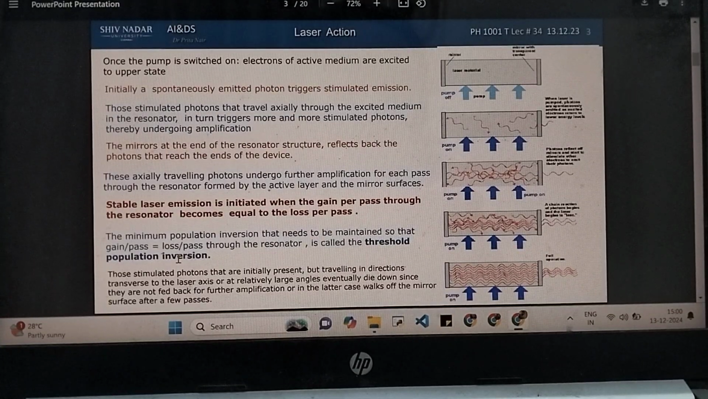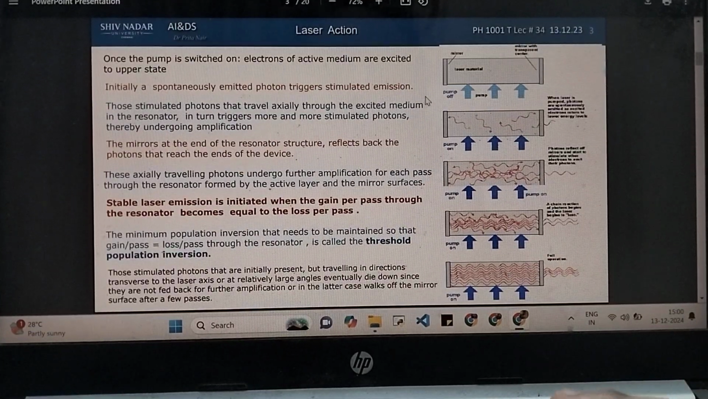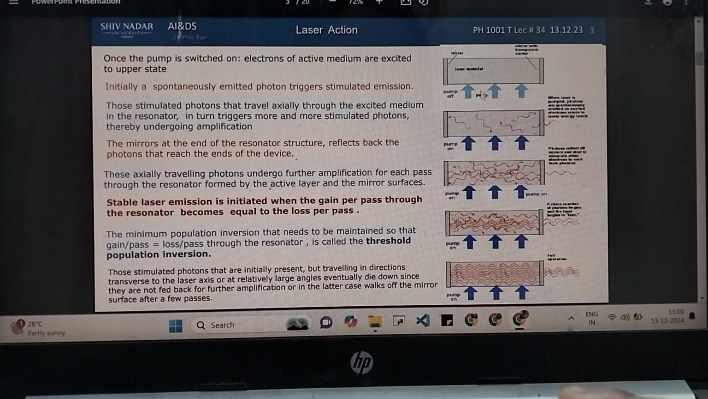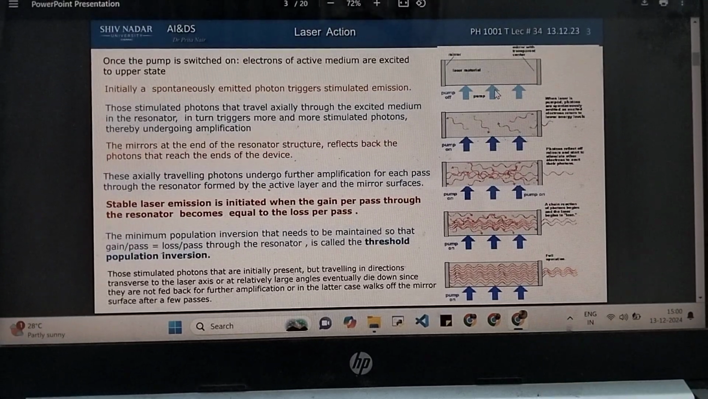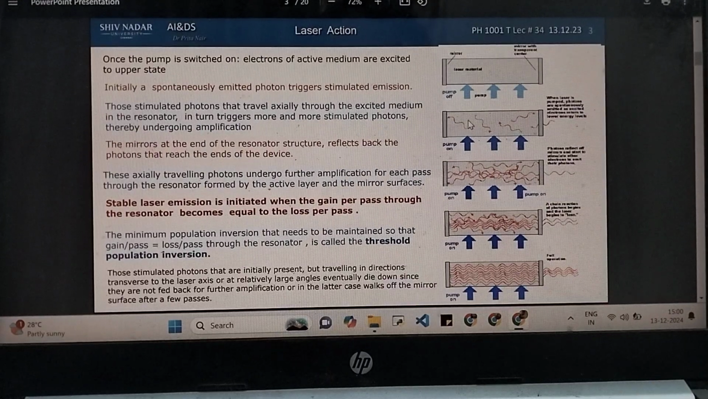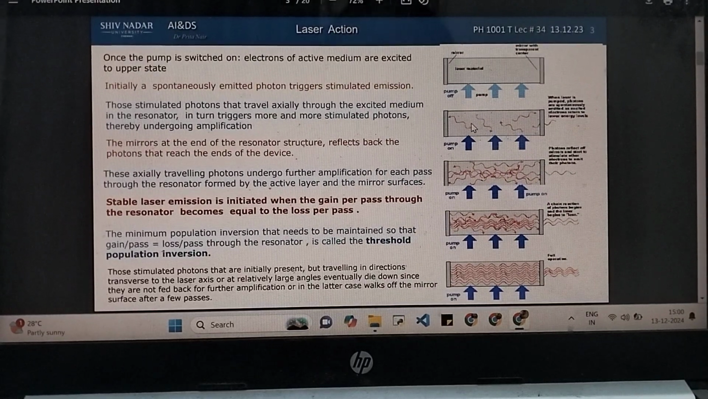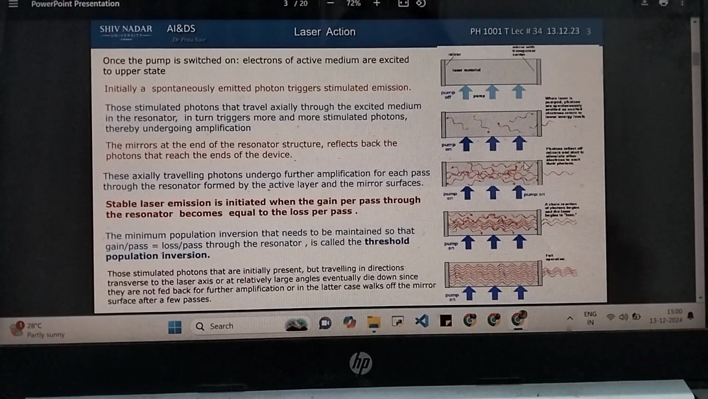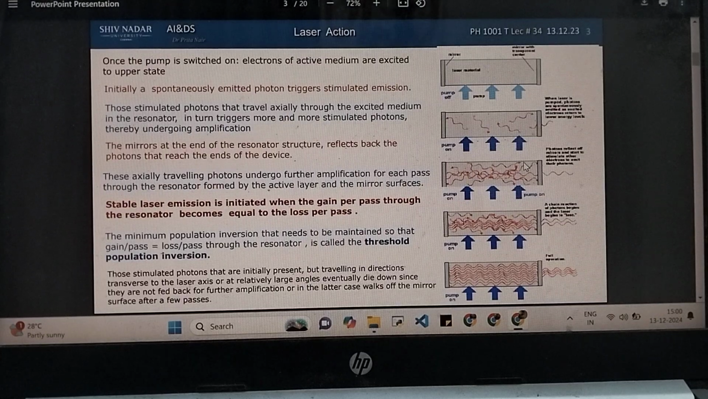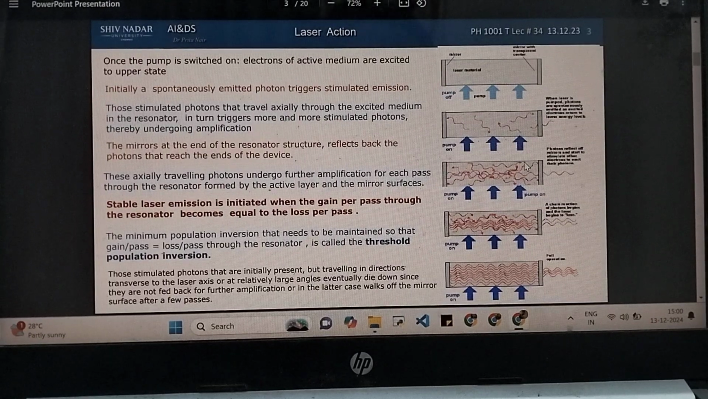So to quickly summarize laser action, we have the setup which consists of reflectors, the active medium and a pump. Pump is switched on, electrons go from the lower level to the higher level. Initially, a few electrons are involved in spontaneous emission, giving out photons which travel randomly across the reflector. These photons trigger stimulated emission. The stimulated emission photons travel axially in a uniform direction across the reflector. When they hit a mirror, they get reflected back, so they keep traveling along the same path. These stimulated photons in turn continue to trigger more stimulated emission.